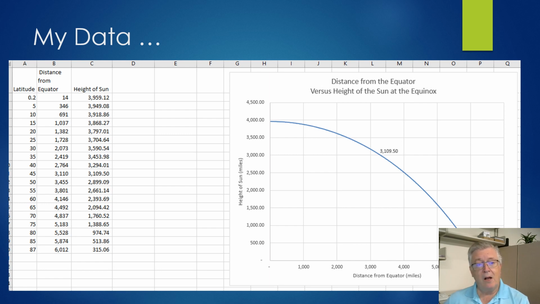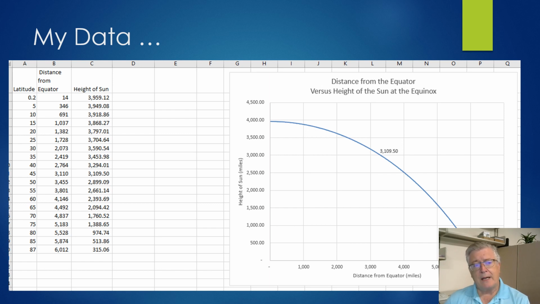I went to Excel, I entered the latitude, and I started at 0.2 degrees. The reason I did that is because at 0, the tangent does funny things. So I started close to the equator. And then I did every 5 degrees all the way up to close to 90, which again, the tangent does crazy things at 90.